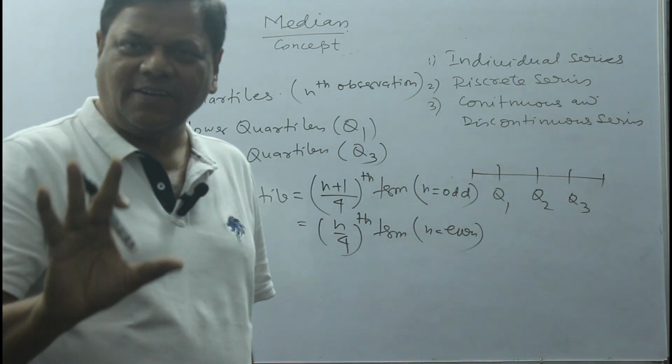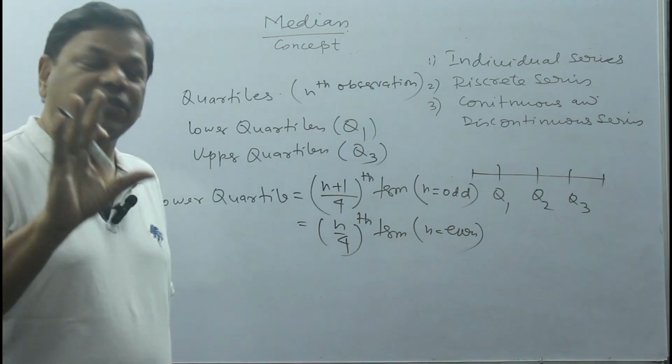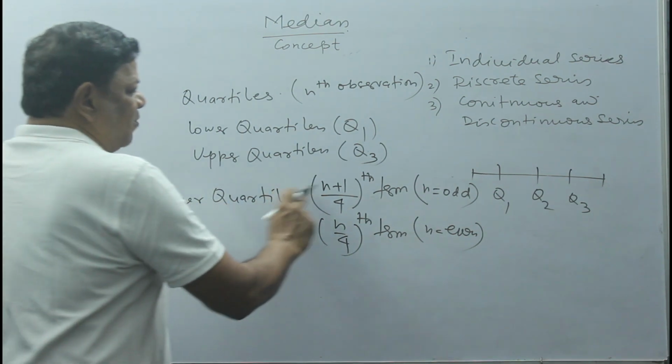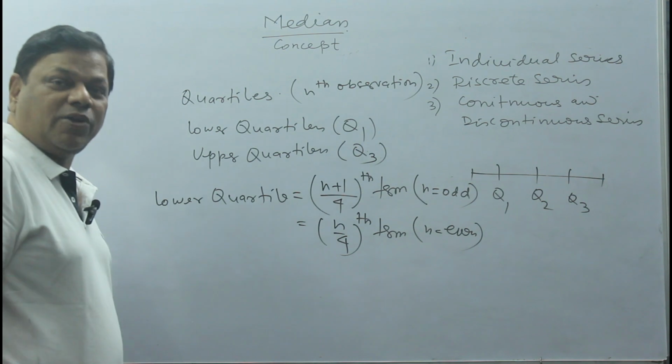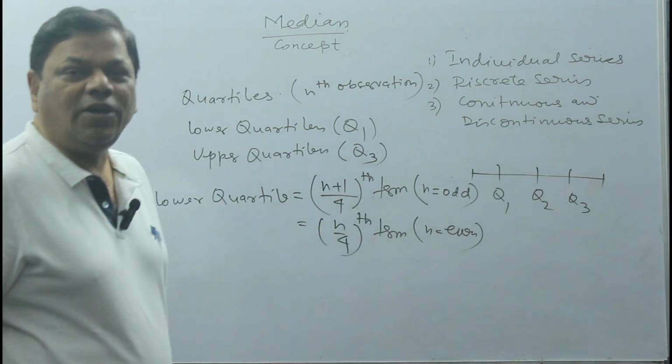If you don't understand the formula now, while doing sums we will understand how to apply it there. For lower quartile, the (n plus 1) by 4 term is for odd n, and the n by 4 term is for even n.